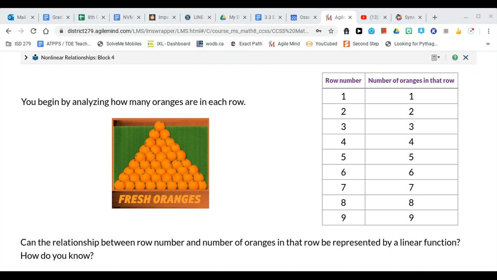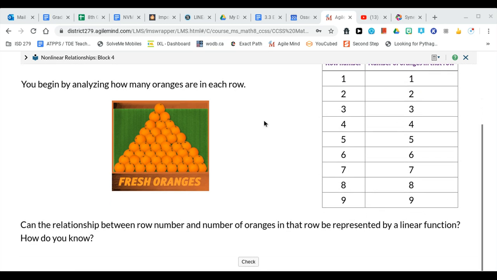The top one has 1 orange, then the next row has 2, the next row has 3, 4, 5, and so on. So it shows up here the row number, and you can see all of the 1, 2, 3, 4, 5, 6, 7, 8, 9, and the number of oranges in that row. They're all the same thing as the row number. So row 4 has 4 oranges, row 5 has 5 oranges. Can the relationship between row number and number of oranges in that row be represented by a linear function?